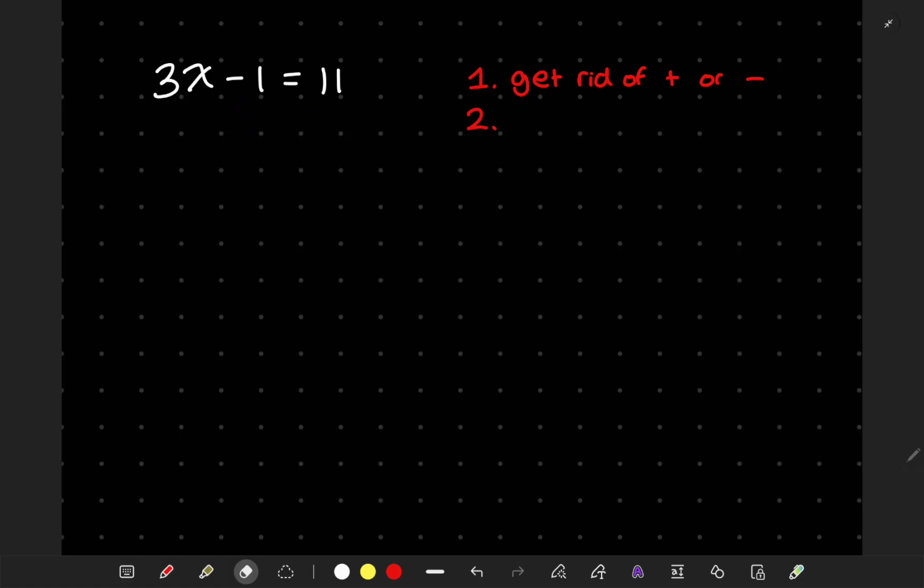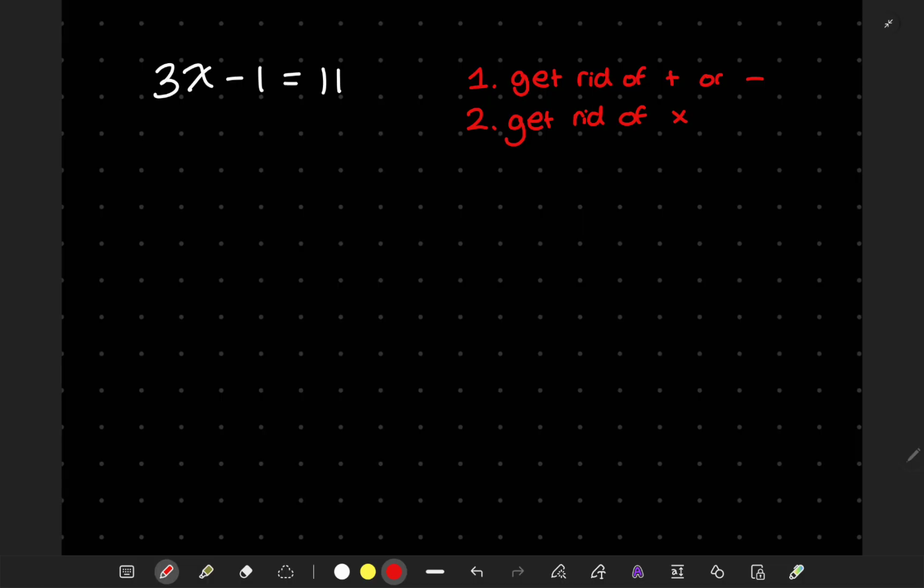So if I'm not going to get rid of the multiplication first, I'm first going to get rid of the addition or subtraction. Then what I'm going to do is get rid of the multiplication. So let's look at this. I have 3x minus 1 equals 11. Following the steps, I need to first get rid of the positive or negative, which is the minus 1.